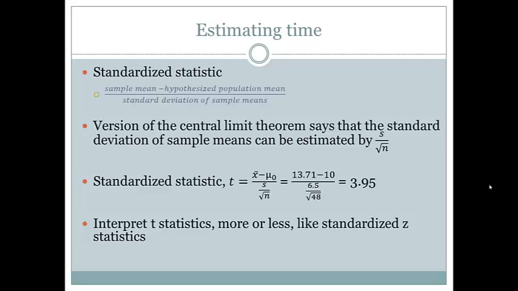What this means then is that your standardized statistic, in this case called a t-statistic, we'll talk more about that notation in a minute, is the sample mean, x bar, minus the null hypothesized value of the mean, mu 0, divided by s over the square root of n. Breaking this down, the observed average estimated elapsed time is 13.71 seconds. That's x bar. We subtract 10, the null hypothesized value of the mean, and we divide by 6.5 over the square root of 48, which is the sample standard deviation, 6.5, divided by the square root of the sample size, 48. Ultimately, this gives us a value of 3.95 for this thing called a t-statistic.